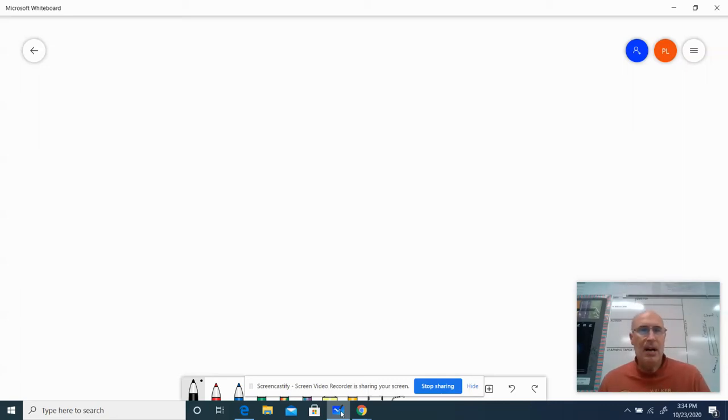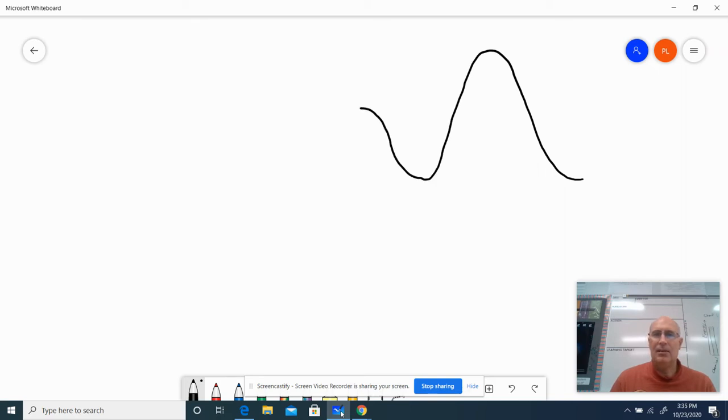Hello, I want to show you how to do a kind of problem with gravitational potential energy. I want you to imagine a roller coaster. The roller coaster is going to start over here, then go up a hill, and then go down again. Then it's going to go up a halfway hill, and then go down again.